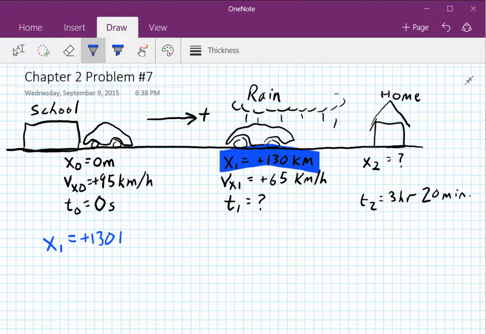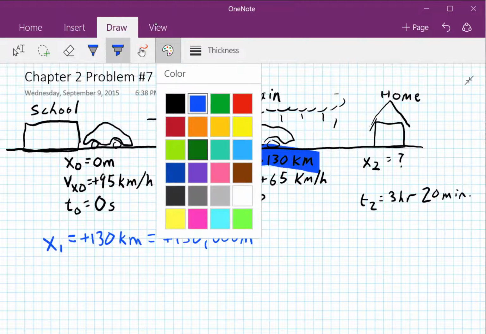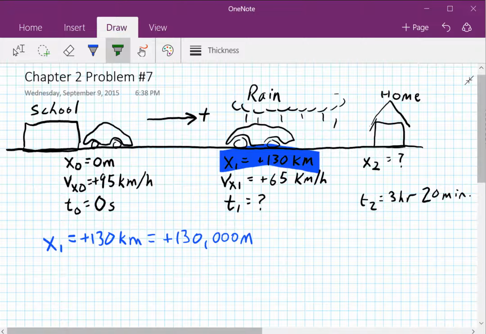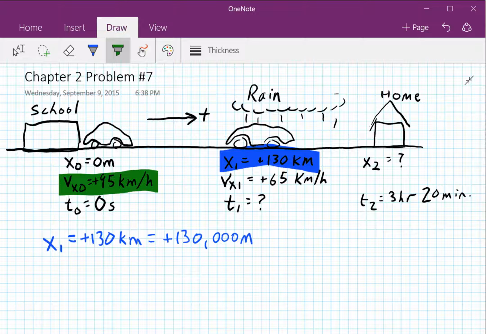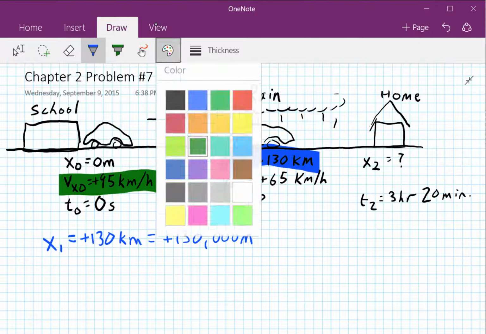So you have 130 kilometers. That's going to equal a positive 130,000 meters. Okay, so there's one conversion down. The next conversion would be the, let's see if this is too dark. Nope, not too dark. So the next conversion would be the initial velocity in the x direction.